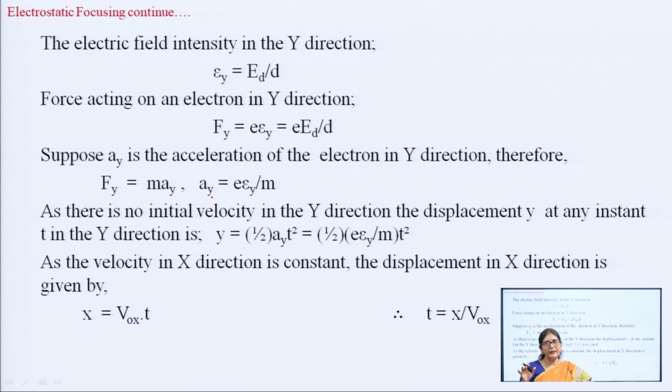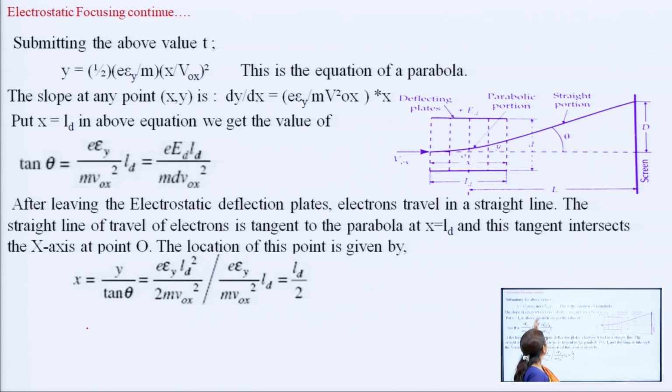As the initial velocity in the y direction is 0 when it enters the deflection plate, we know that y is equal to ut plus half a t square, but here u is 0. So y is equal to half a y into t square, and then by putting the value of a y we will get this. Now we have to put the value of t square. We know that the electron displacement in the x direction is constant, as there is no force acting. So x is equal to Vox into t, and from this we get t is equal to x by Vox. Now putting the value of this t in this equation, we will get y is equal to half E epsilon y by m into x square by Vox square, and we know this is the equation of a parabola.